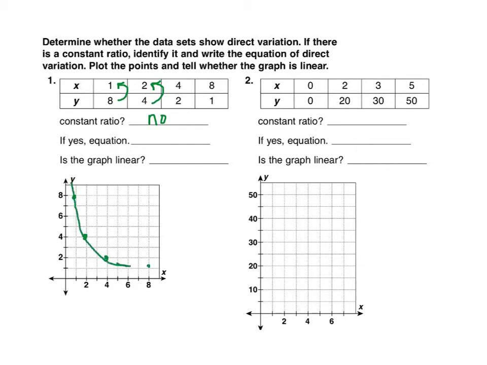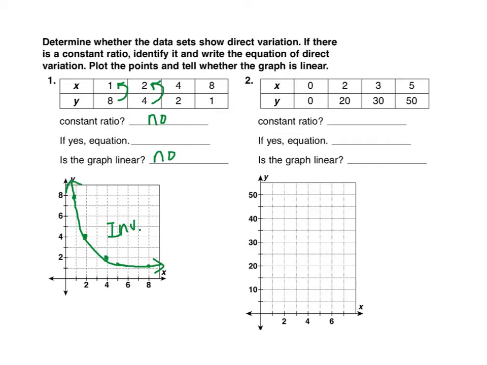That is actually something we're going to see in a coming video called an inverse variation. No, definitely not a linear graph. We'll be talking about that very soon, so don't stress about that. Just know, not a direct variation.